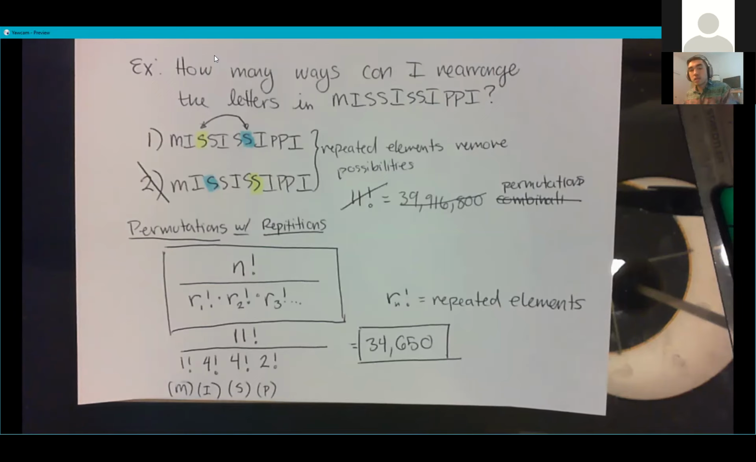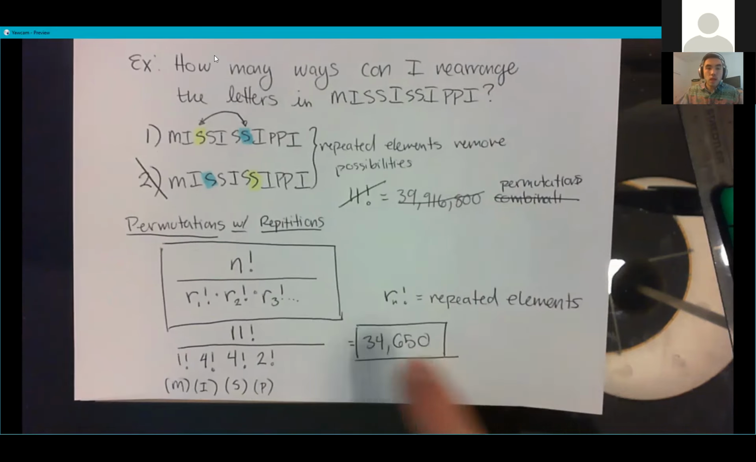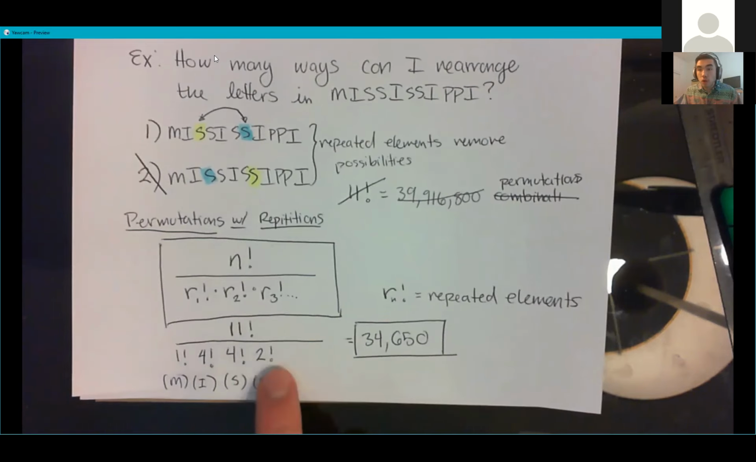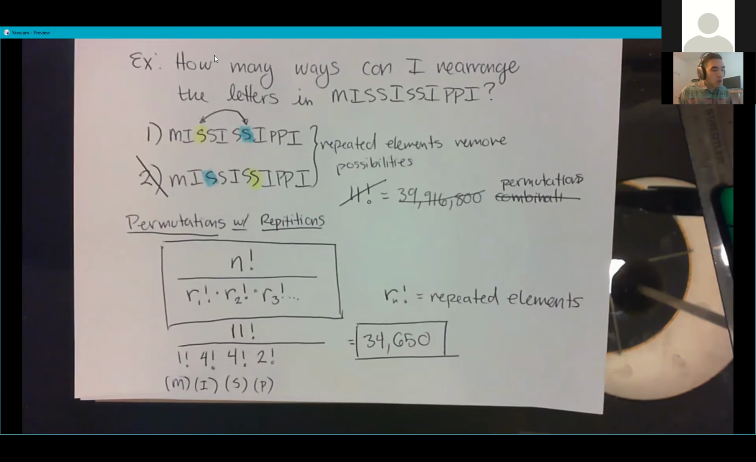In the specific case that you are doing a permutation type event, but there are repeated elements in that event, you are going to have to divide out those repetitions to decrease the total number of possibilities. And all you have to do is divide out by the number of repeated elements factorial, and that will remove all of the repetitions.